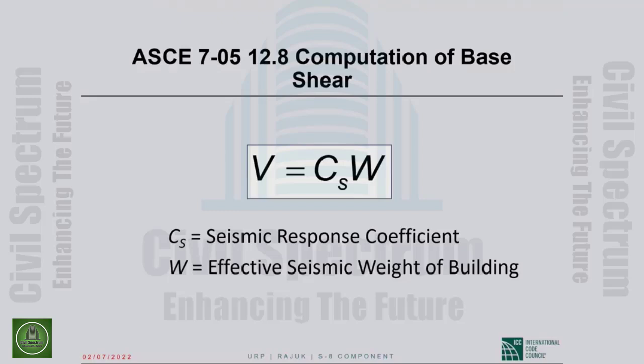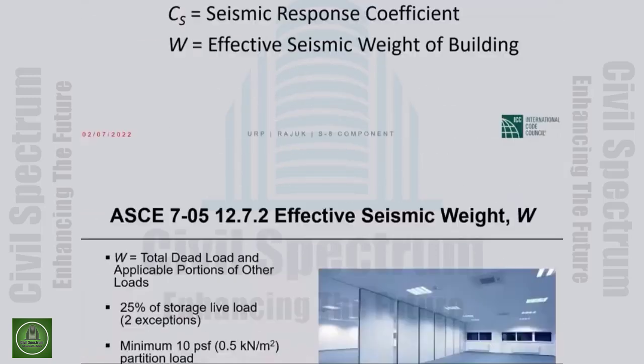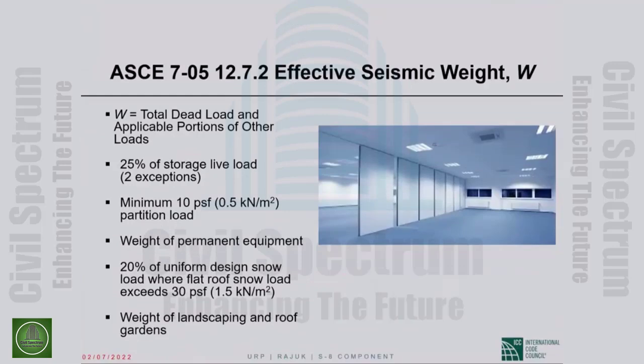Anyway, so ASCE 7, the design base shear is C sub S, the seismic response coefficient, multiplied by the building weight, effective seismic weight, the seismic weight of the building. Okay, W is the seismic weight of the building, and the idea is it is the weight of the building at the time the design earthquake hits.